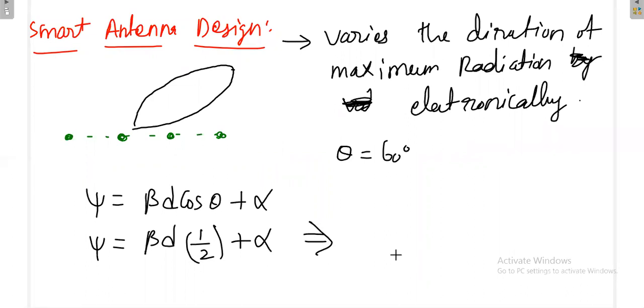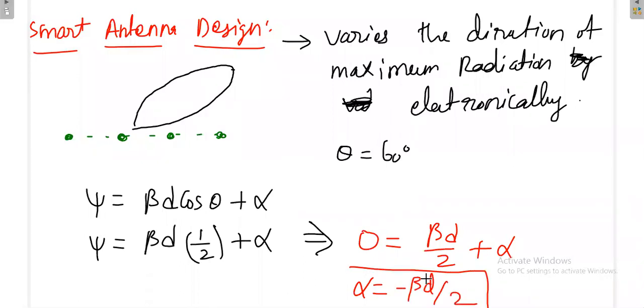Whatever may be the direction of maximum radiation, if you want the maximum of the main lobe, then psi has to be 0. Once psi is 0, with beta d divided by 2 and alpha, alpha is equal to minus beta d divided by 2. Then what I have to do? For the maximum direction of radiation, I have to use current I here also I, but with the phase angle of alpha. Now I have computed what is alpha.